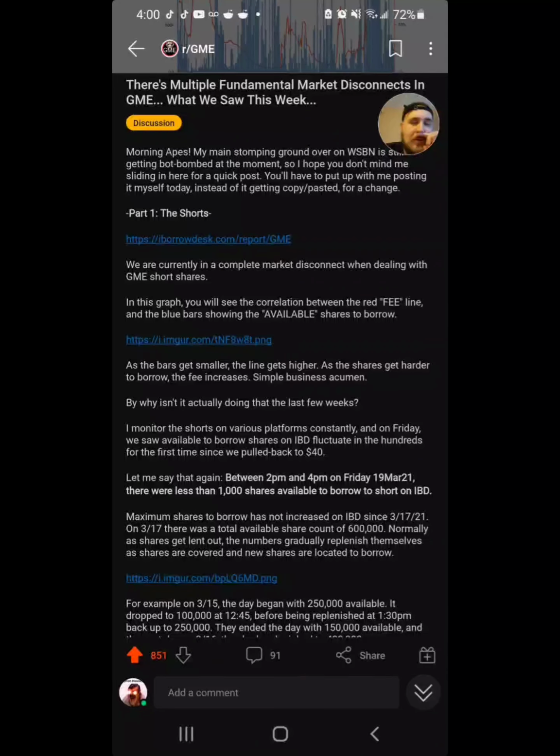So basically what he showed was the correlation between the price to buy the short, like the fee, and the amount of shorts. He noticed that they were correlating. He said, as the bars get smaller, the line gets higher. As the shares get harder to borrow, the fee increases. Simple business acumen. But why isn't it actually doing that the last few weeks?